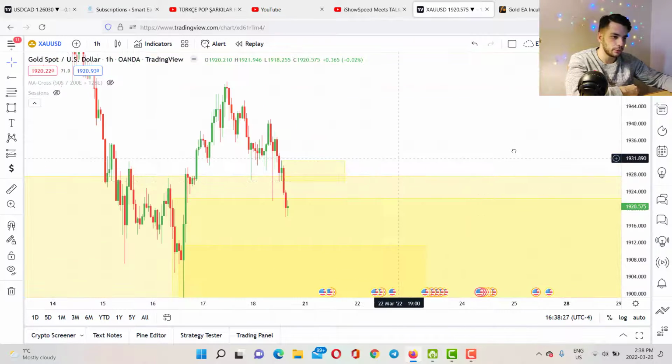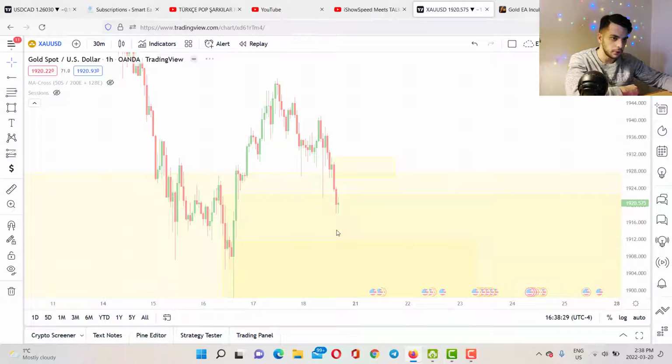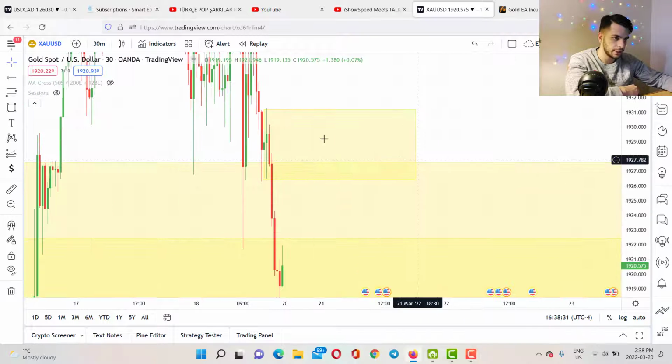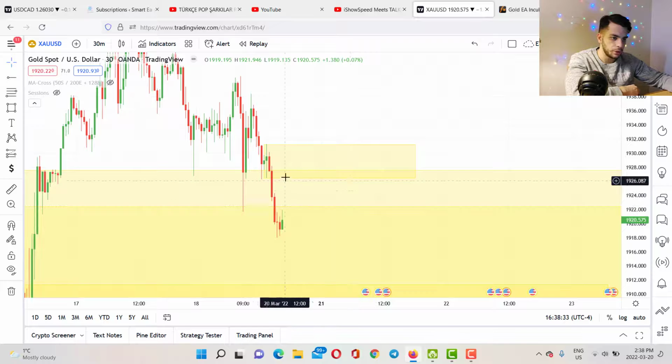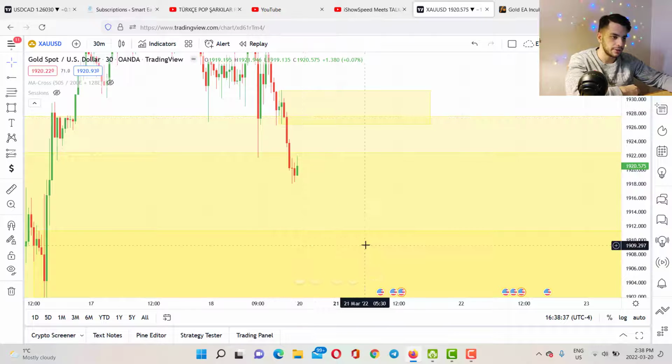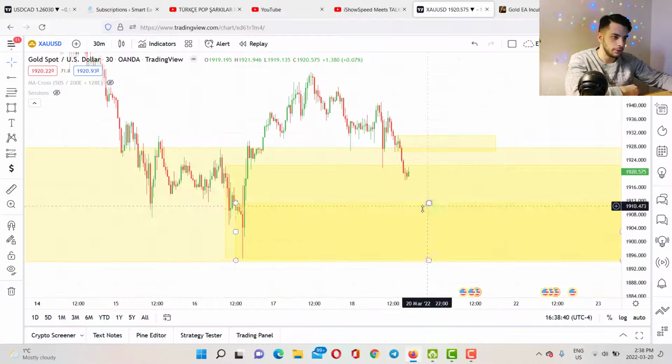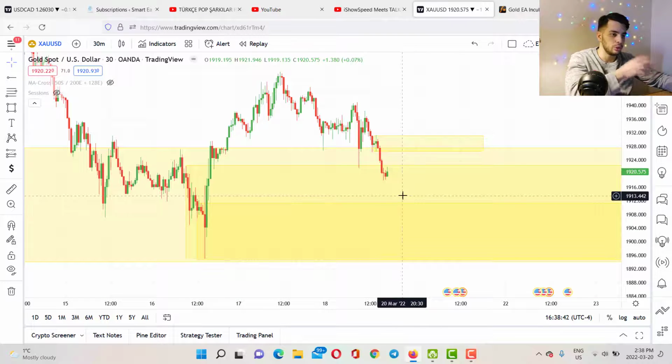So we're just looking for more opportunities. Let's go for 30 minutes. See, huge drop. We're waiting for this order block to get tapped into, and then probably sell again all the way to here, and then we can probably see a bullish momentum around this area.